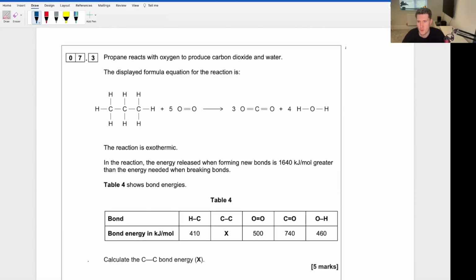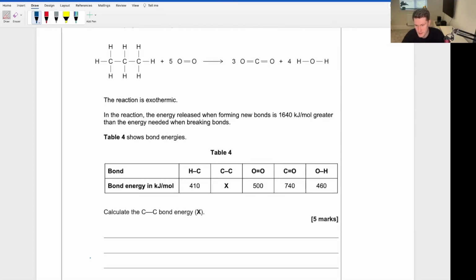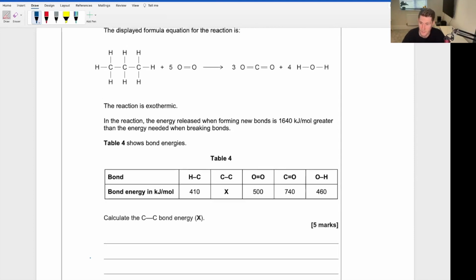Right, this one says propane reacts with oxygen to produce carbon dioxide and water. The displayed formula equation for the reaction is shown there, and the reaction is exothermic. In the reaction, the energy released when forming new bonds is 1640 kilojoules per mole, greater than the energy needed when breaking bonds, and it shows us the bond energies in table 4. Calculate the C-C bond energy X.